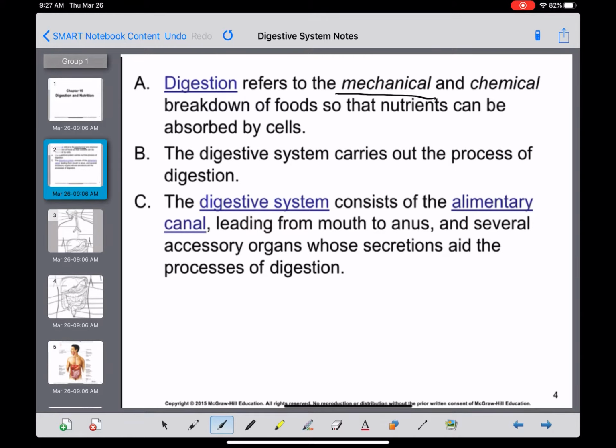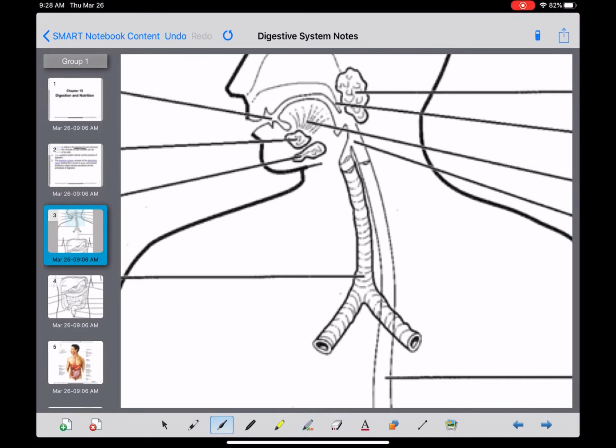Again, the digestive system carries out this process of digestion. The digestive system itself has 2 parts. You've got the alimentary canal, which is from mouth to anus, and then you've got the accessory organs that help with digestion.